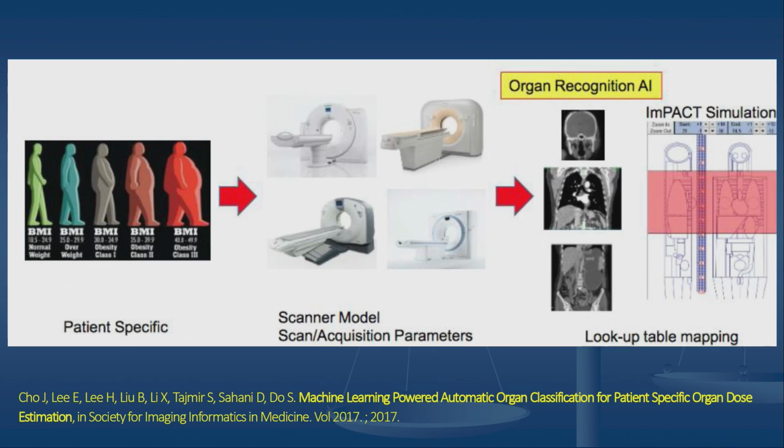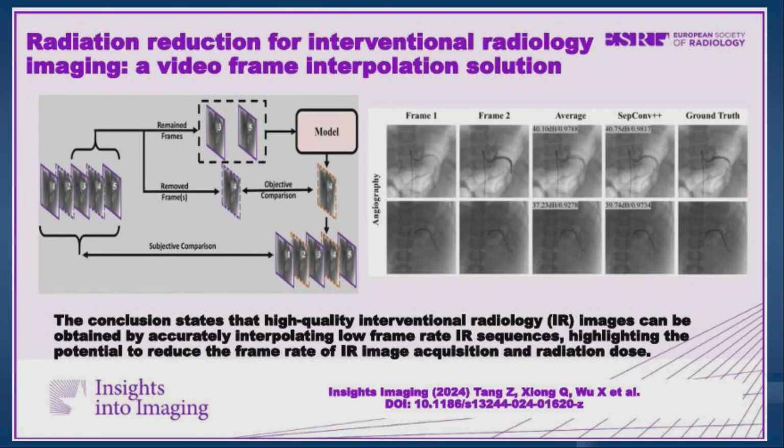And clearly, as you all know, the patient size makes a huge difference if you take a big American patient compared to someone not so fat. Therefore, we have to be careful with that, and AI can help us with organ recognition. Dr. Vasilyeva will be talking about this paper. But basically, it shows us that radiation reduction in interventional radiology and interventional cardiology, using a video frame interpolation solution, already exists, and it is useful.